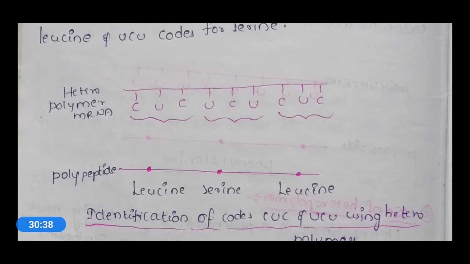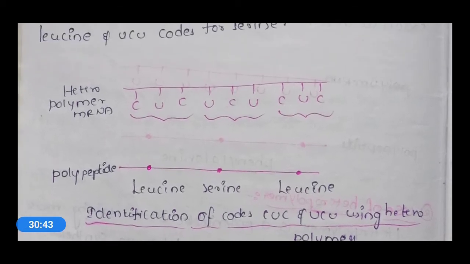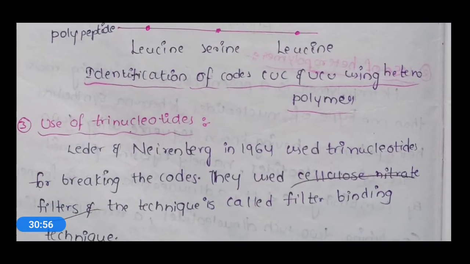So the next method is the use of trinucleotides. Firstly they tried with a single nucleotide, that is a single nitrogen base, next with 2 nitrogen bases, and now they are using 3 nitrogen bases. So let's see this use of trinucleotides.